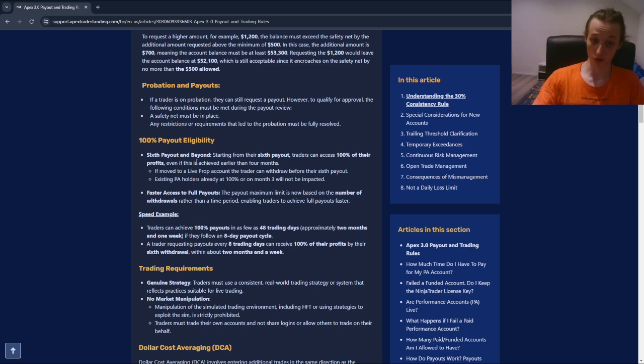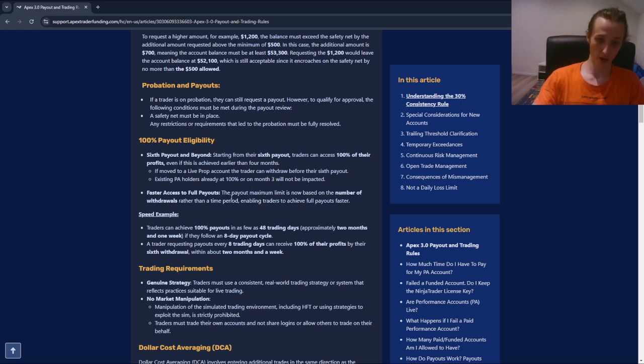100% payout eligibility. Sixth payout and beyond. Starting from the sixth payout, traders can access 100% of their profits, even if this is achieved earlier than 4 months. If moved to a live prop account, the trader can withdraw before their sixth payout. Existing PA holders already at $100 or on month 3 will not be impacted.